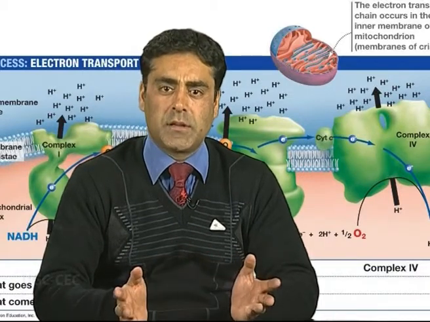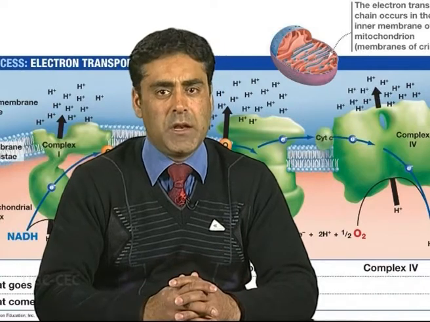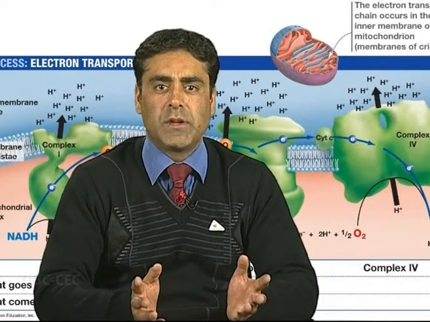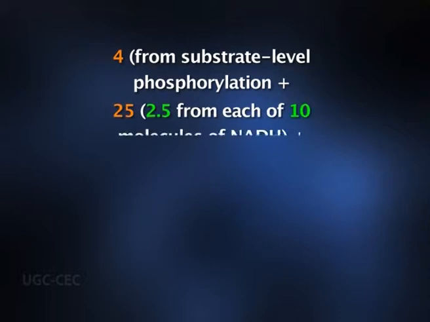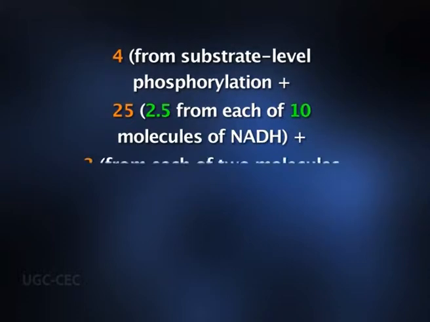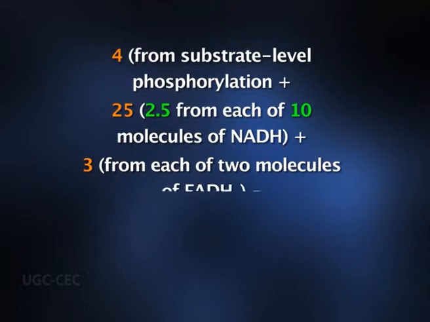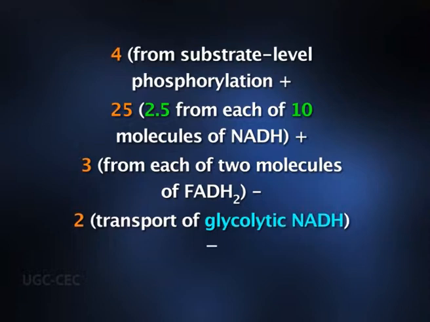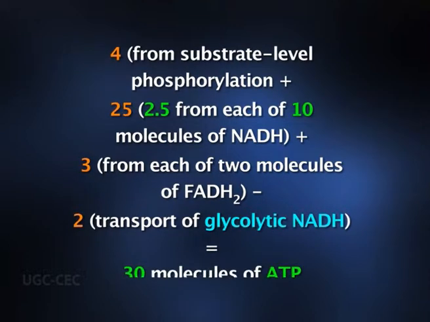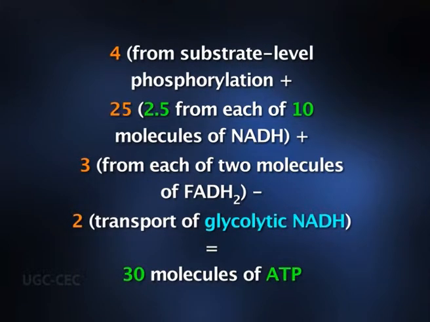With these corrections, the overall harvest of ATP from a molecule of glucose in a eukaryotic cell is closer to 4 from substrate level phosphorylation, plus 2.5 from each of 10 molecules of NADH, plus 1.5 from each of 2 molecules of FADH2, minus 2 for transport of glycolytic NADH, that is equivalent to 30 molecules of ATP.